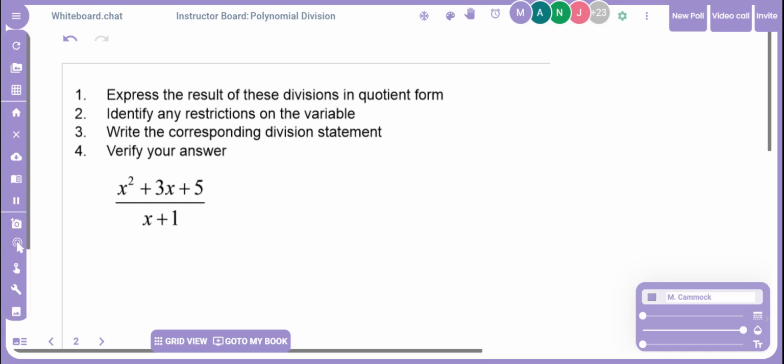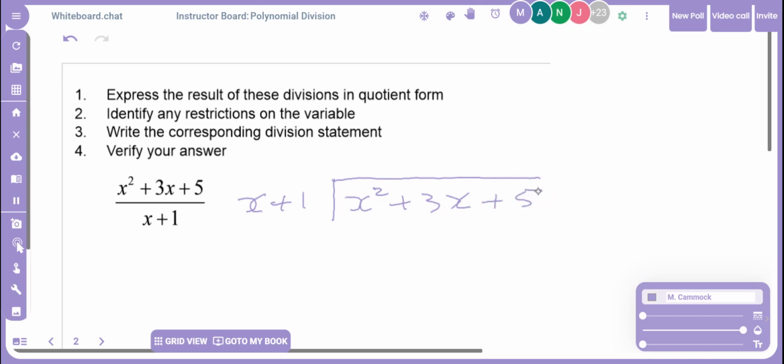So the way this works is as follows. If you remember how you divided back in grade 6 or 7, when you did long division, it's going to look very similar. I'm going to put x plus 1, and remember, that's the divisor I'm putting on the outside. And then under that, I'm going to put the x squared plus 3x plus 5.